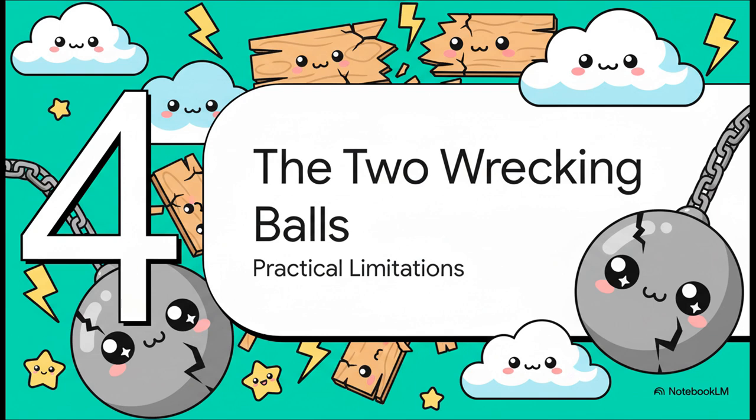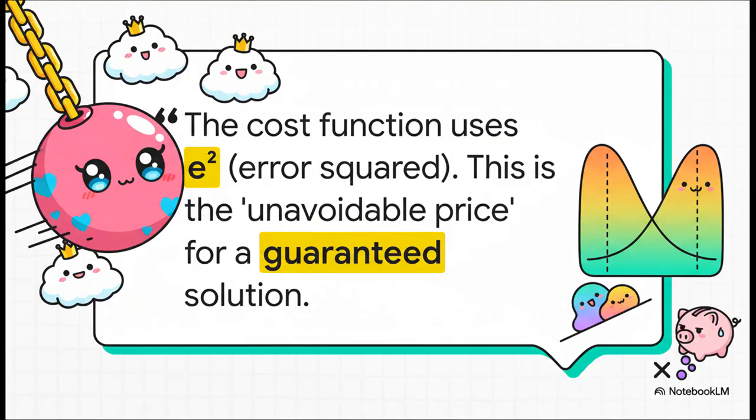But that's not all. There are 2 other major limitations that are baked right into the math of linear regression. I like to think of them as wrecking balls, just waiting to smash our model to pieces. Remember our cost function, the sum of squared errors, the one we worked so hard to minimize with gradient descent? Well, that is our first wrecking ball. We square the errors because it gives us that perfect convex bowl shape with one single minimum. It makes the math work, but that mathematical convenience has a really dangerous side effect.